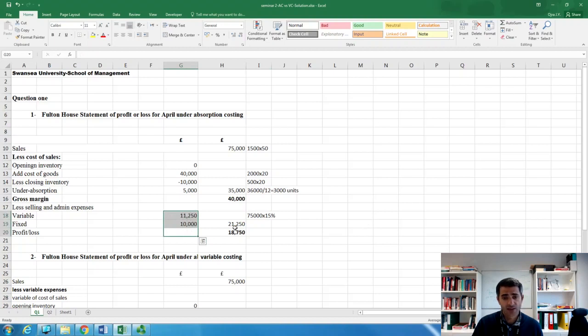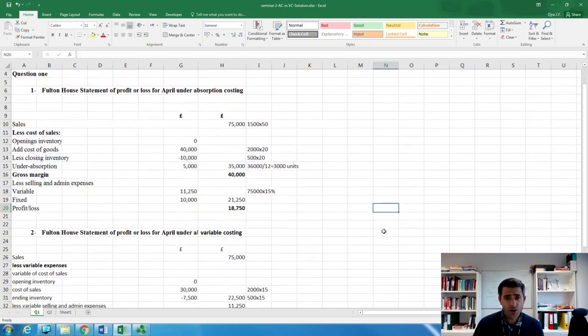So if you add the selling cost together, that's 21,250. So of course, if you take away 40 from this, that comes with 18,750 pound, which is the operating profit for April under absorption costing. So it's very simple, straightforward. Only look at the trick here, which is the under absorption costing.